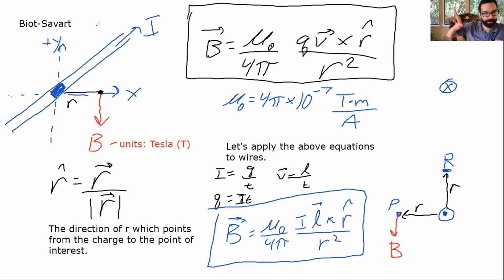If anybody wants me to repeat that, tell me in the chat and I'll gladly do it. Using the right-hand rule, we get the magnetic field going this way.